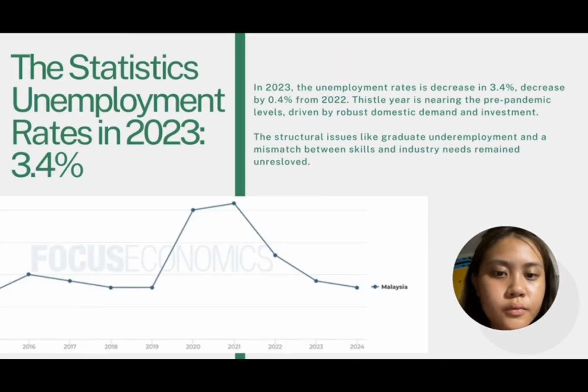In 2023, the unemployment rate decreased to 3.4%, a decrease of 0.4% from 2022. This year is nearing pre-pandemic levels, driven by robust domestic demand and investment. Structural issues like graduate unemployment and the mismatch between skills and industry needs remain unresolved.